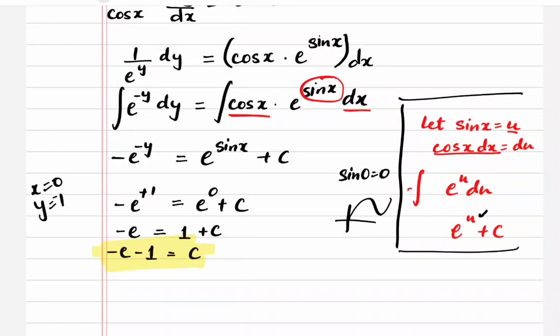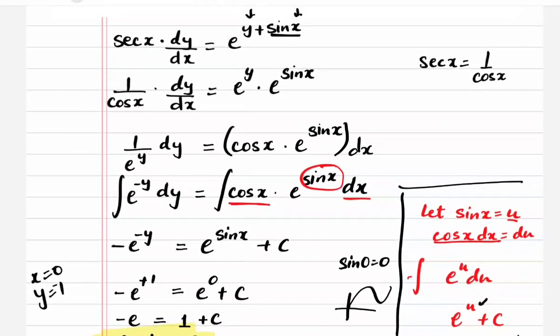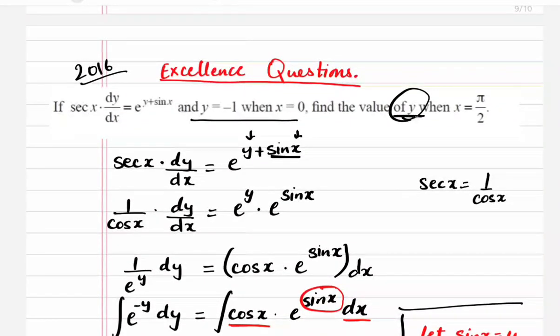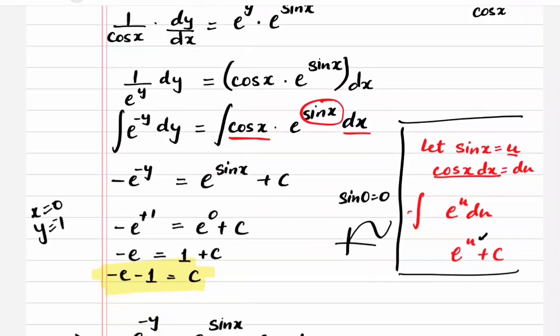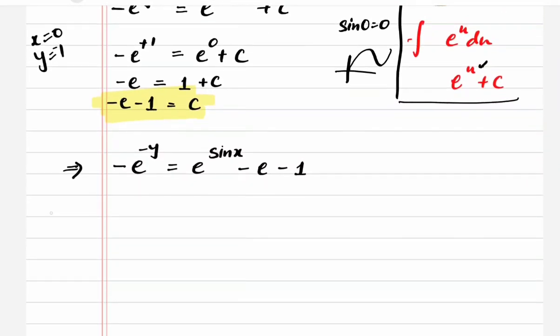Okay, now let's put the c back into the equation. So we will now have minus e to the power of minus y is equal to e to the power of sine x minus e minus 1. I've substituted c back into the equation. Now they are asking us to find the value of y when x is pi over 2. So now let's simplify. What is y when x is pi over 2?